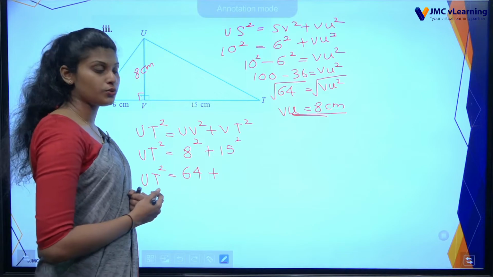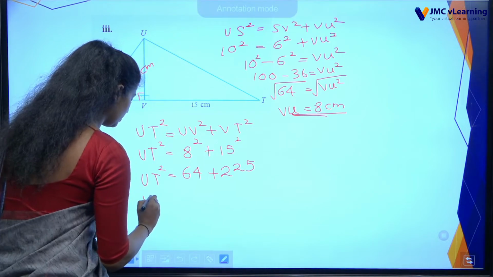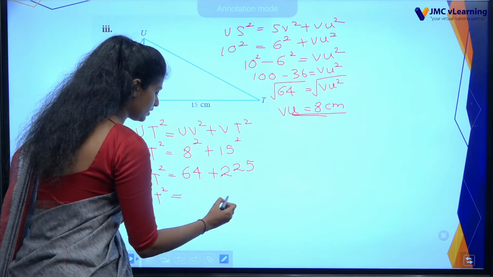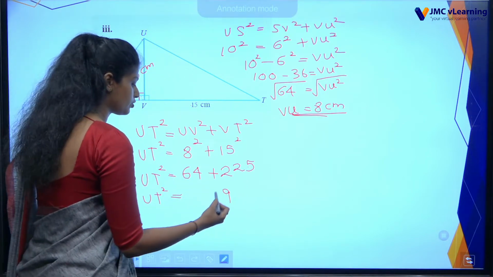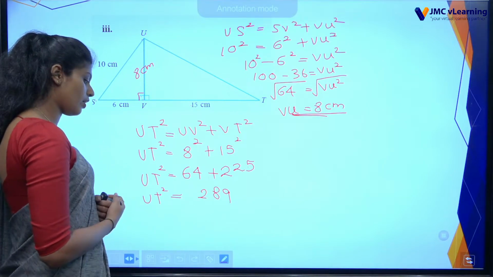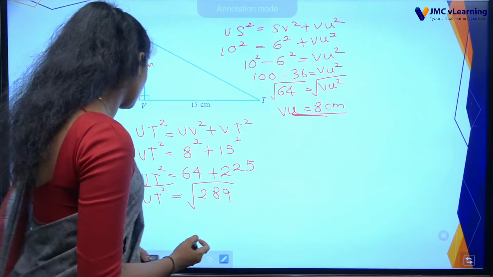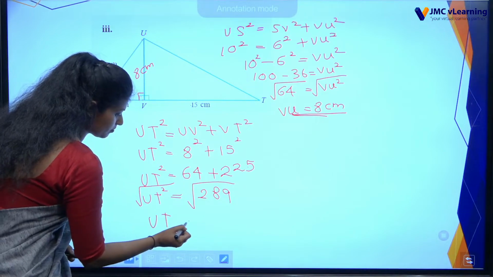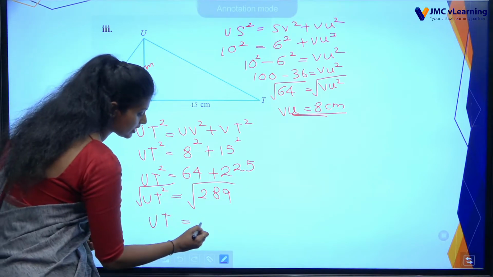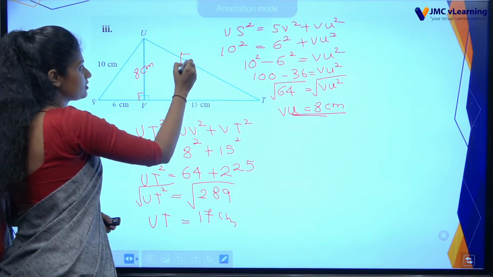and 15 to the power 2, 225. Then let's add these two. 4 and 5, 9, 6 and 2, 8 and 2. Now you have to find the square root of this part. So what is the length of UT? The square root of 289, it is 17 centimeters. Then here UT length is 17.